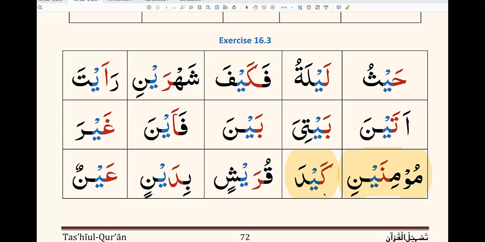Kay-da. Beautiful, very good. Now, next one, again, we're going to break this down a little bit. We've got our ra with our fatha, and we've got our ya lean, because the letter before it carries a fatha. So that would be ray. Now we've got our first letter, which is qaf. So we're going to say those 3 letters together.